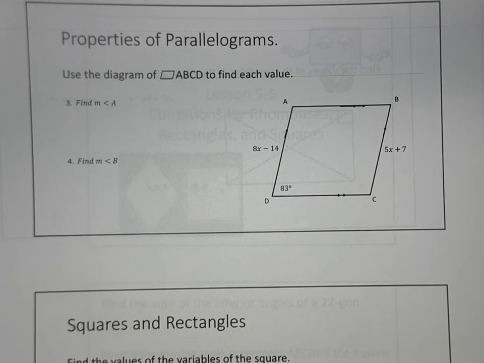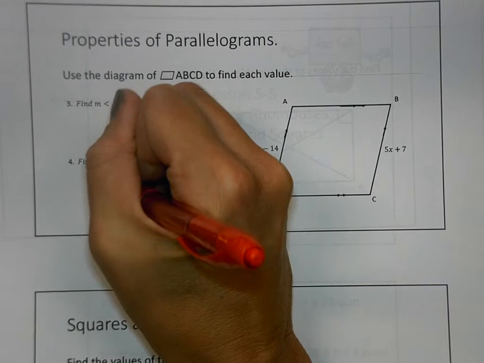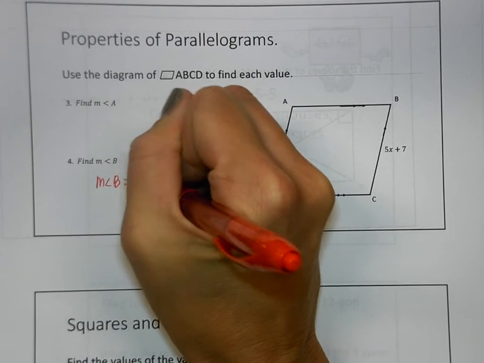So now we are talking about the degrees. What do you know about opposite angles in parallelograms? So what do we know is also 83? Okay, so we know that measure angle B equals 83 degrees.